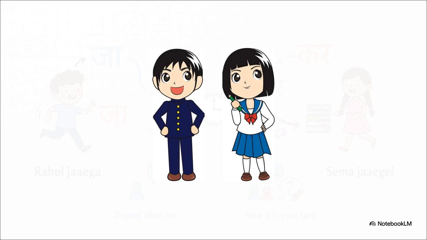Now, look over at Seema on the right. We use the exact same verb root, ja, but since she's a girl, we pop on the feminine ending, egi, and it becomes Seema jayegi. See? It's the same exact logic, just a tiny change at the end for the gender.